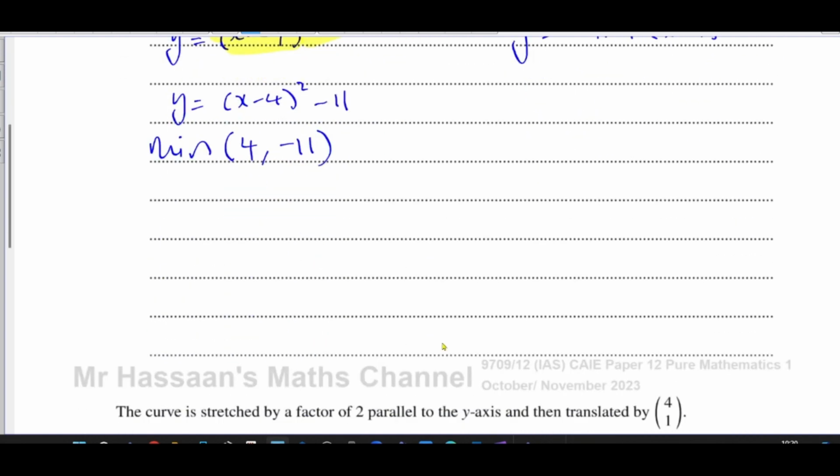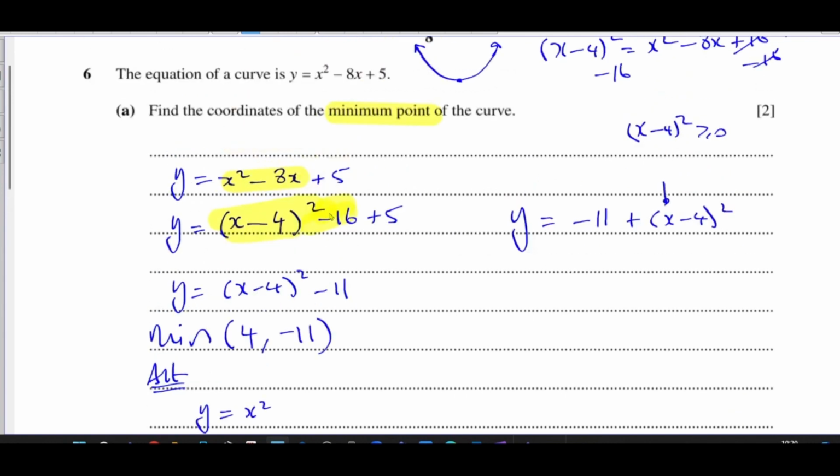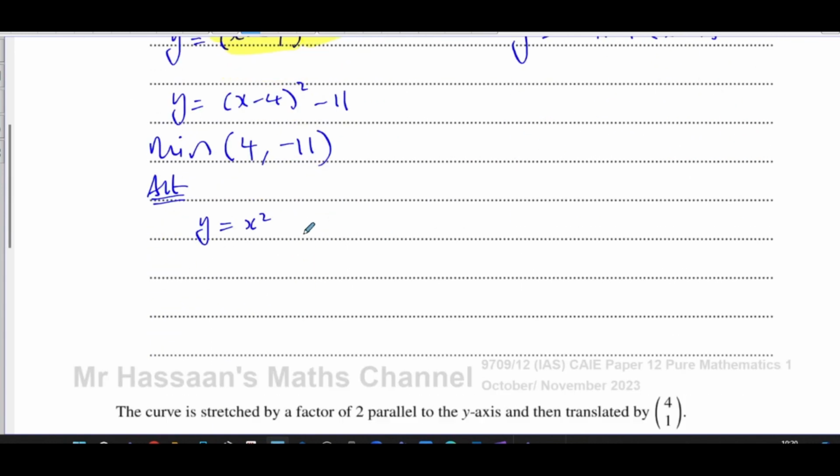Now, as I mentioned, there's also an alternative way to find the minimum point by differentiation. So we can say an alternative method. We can use differentiation. So we start off with y equals x squared minus 8x plus 5. Now, we're going to differentiate this. We multiply by the power, and we take 1 from the power, so it's 2x to the power of 1, and the x term, you drop the x, and the constant term becomes 0.